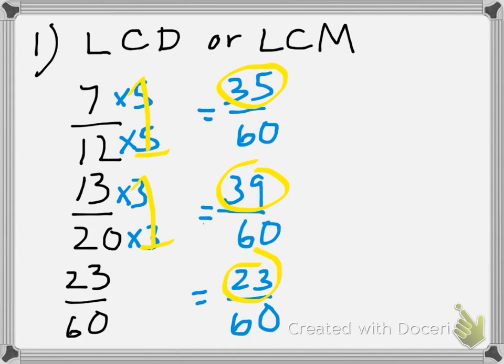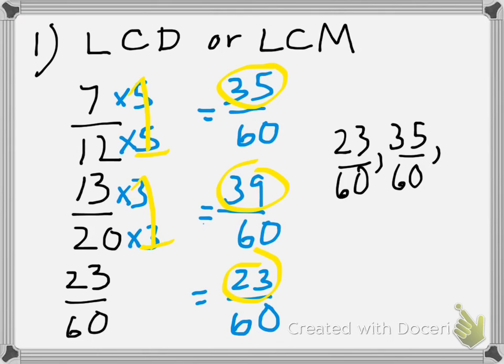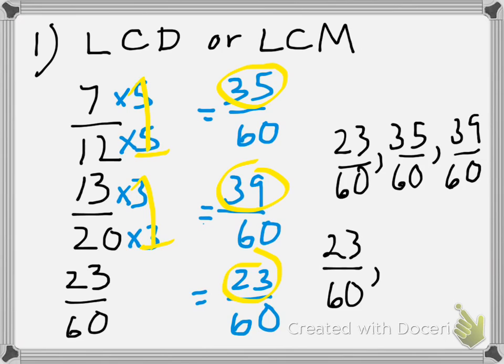So that means our smallest one is going to be 23 over 60. Our next one would be 35 over 60, and the largest one would be 39 over 60. So if we used our original problems, we would have 23 over 60, and 35 over 60 is our 7/12. And the largest one then would be the 13/20. Once again, these are equivalent fractions.